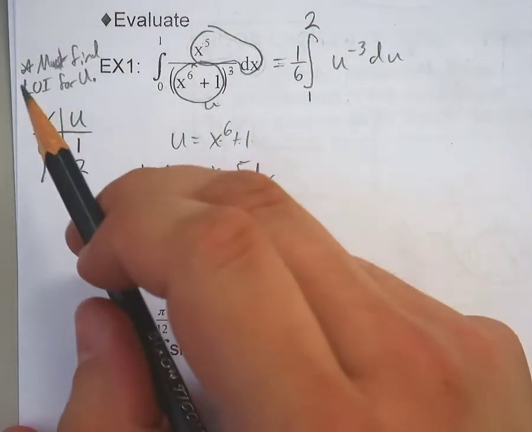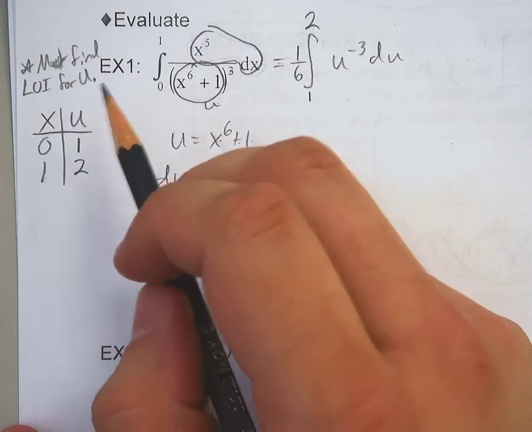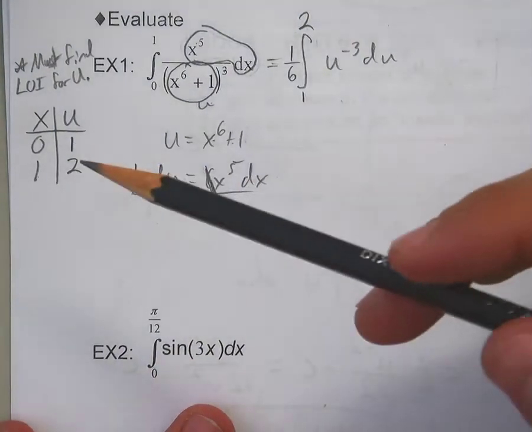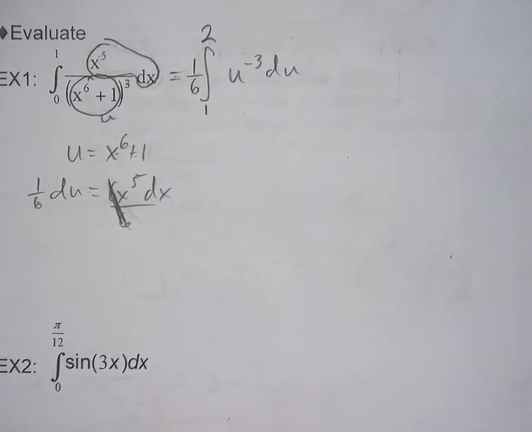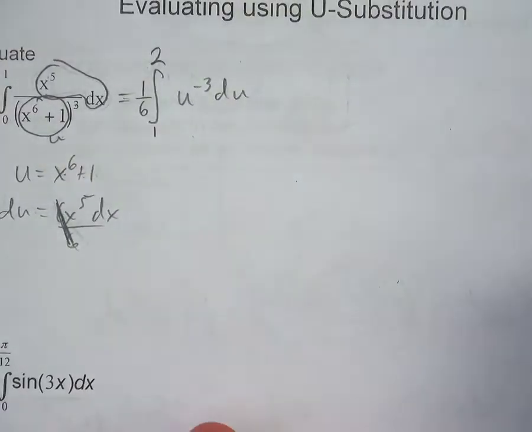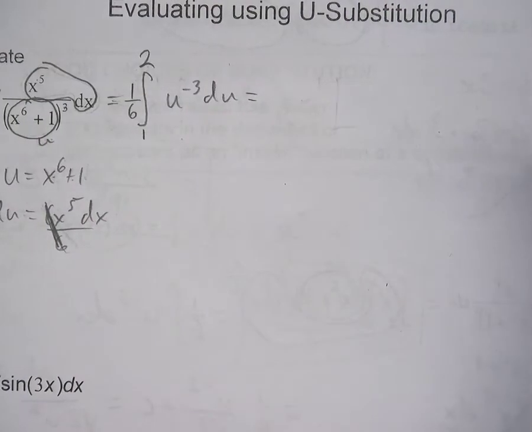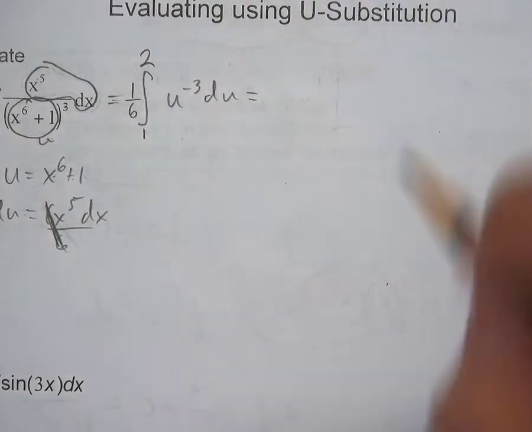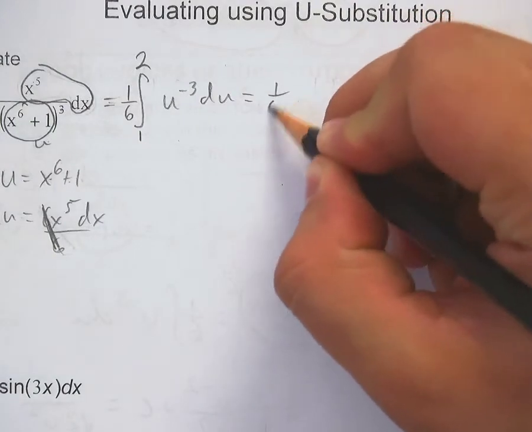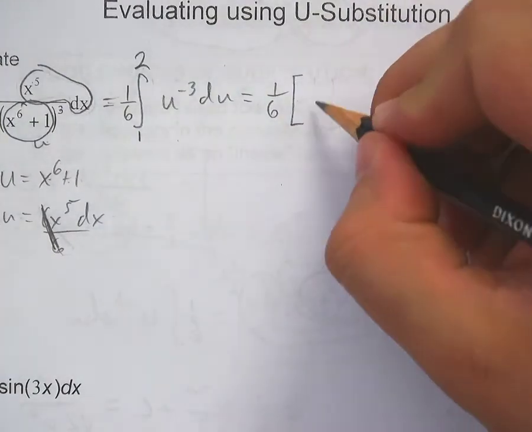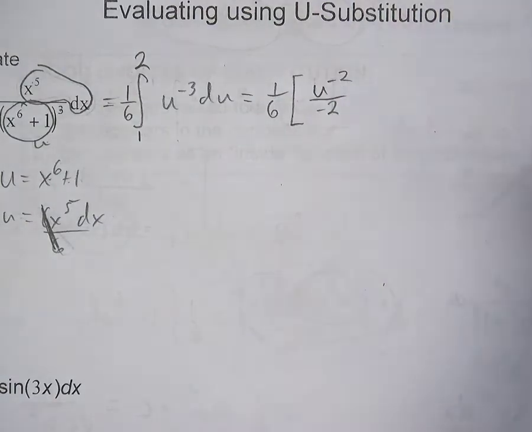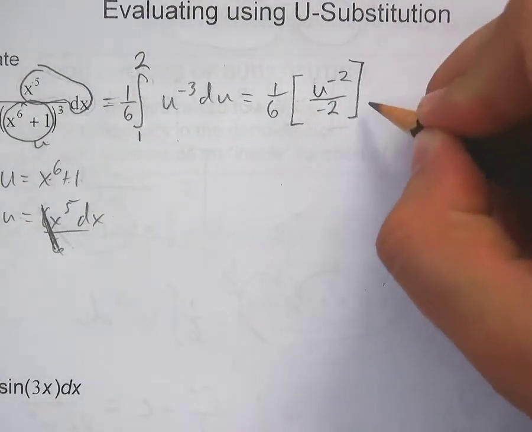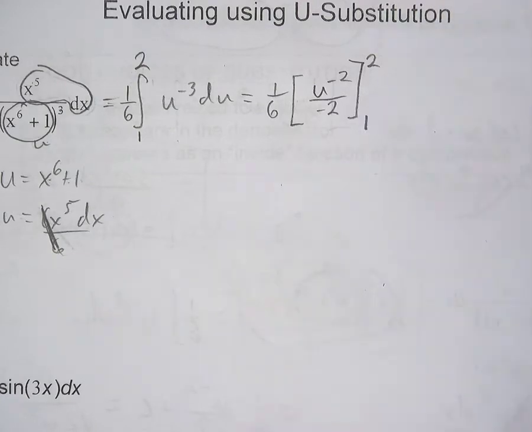Must find LOI, limits of integration, for u. That's what this is doing here. And now I can go through and figure out what this is going to be. So remember, with definite integrals, we don't worry about a plus c. So let's go ahead and integrate. I've got 1/6 times, this will be u to the negative 2 over negative 2, evaluated from 2 to 1.